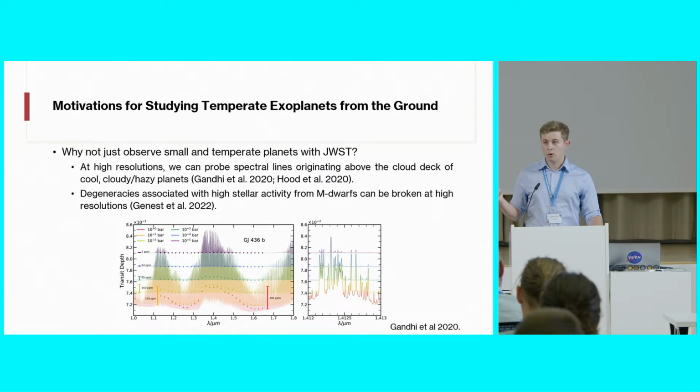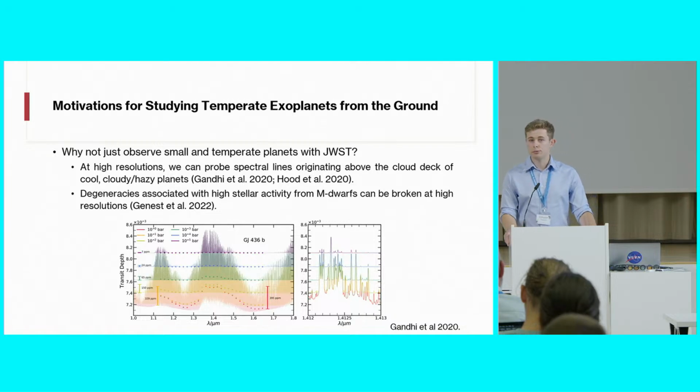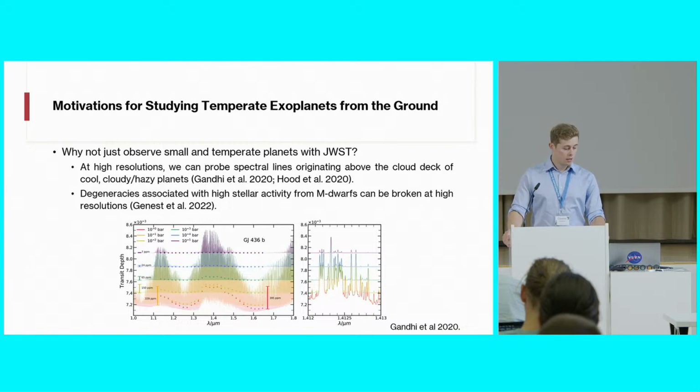So why bother trying to look at those from the ground? Why not just use JWST, which has already been shown to work quite well for these kinds of planets? Well, again, as we've heard a lot about this week in talks such as from Peter Smith, high-res observations offer complementary information to what we can achieve from low-res space-based observations. An example here is a plot from Sid showing that at high resolutions we can probe above the cloud deck of these cool cloudy planets, whereas in low-res we might just see a flat line.